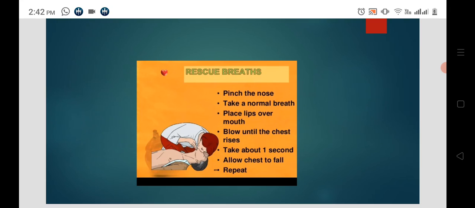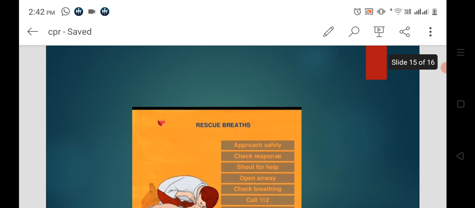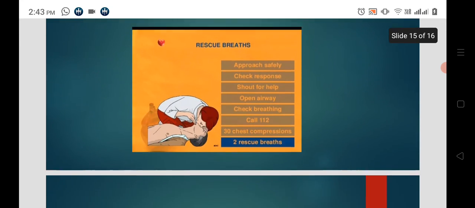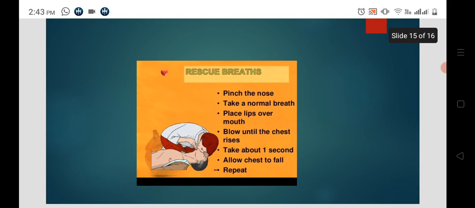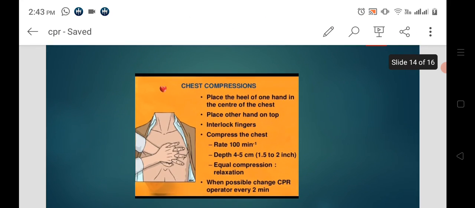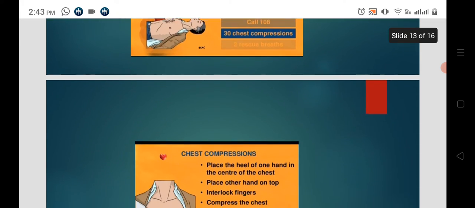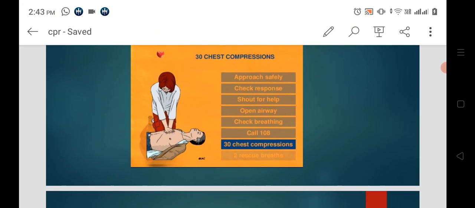You can use any barrier protection also, like a mouth mask or anything. Place it on the lips of the person, and then you can blow the air into that patient. But two rescue breaths are important after every 30 compressions. This is called CPR, and it is a most important and life-saving procedure. Everyone can do it. Do it on patients.